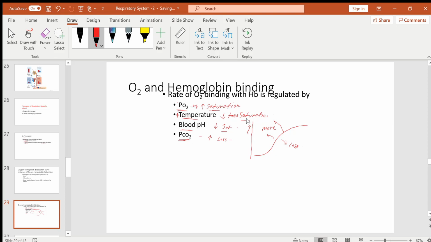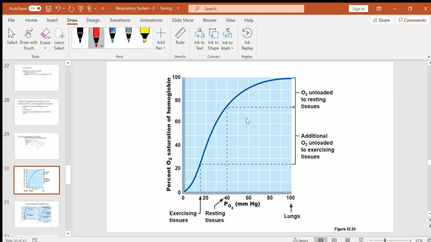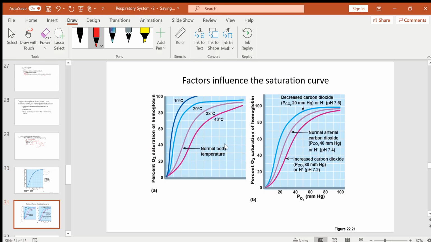Okay, so here this is the normal saturation curve. And you see that if the temperature increases, this is normal body temperature, right? This one. So normal saturation curve. If the temperature increases, saturation is less. If the temperature decreases, saturation more. So the curve shifts leftwards. Here you see the pressure of carbon dioxide. If the carbon dioxide pressure is high, saturation will be less. Decrease carbon dioxide pressure, saturation will be more. Okay.